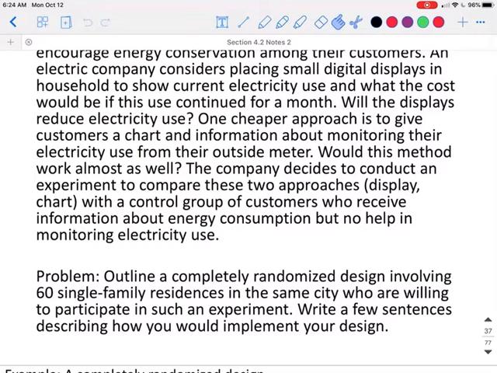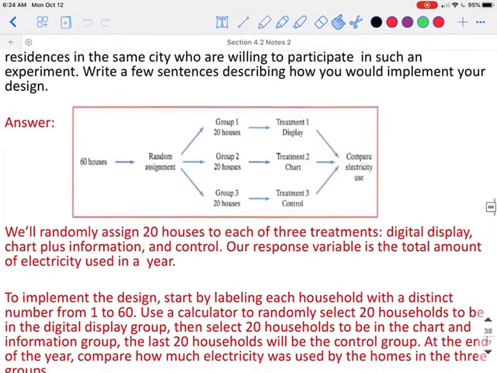So we have 60 different families and we have 3 different treatments. We have a control group who has no information. We have the group that just gets the chart and information. And then we have a group that actually has the indoor monitoring system. So you would randomly assign 20 families to each one of those treatments, apply those treatments to each family, and then compare how much energy they used at the end.